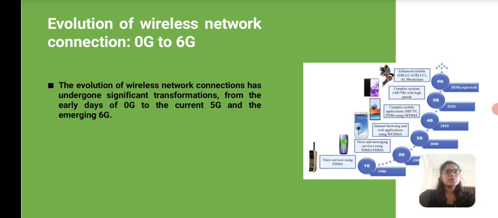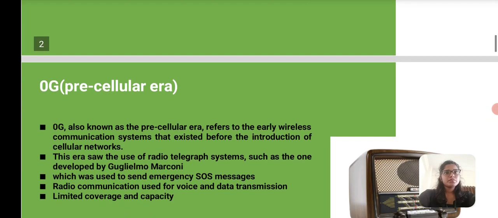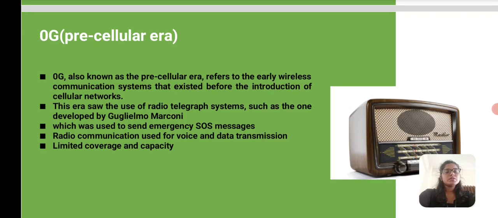Evolution of wireless network connection from 4G to 6G. The evolution of wireless network connection has undergone significant transformations from the early days of 0G to the current 5G and the emerging 6G. 0G is the pre-cellular era, which refers to the early wireless communication systems that existed before the introduction of cellular networks.